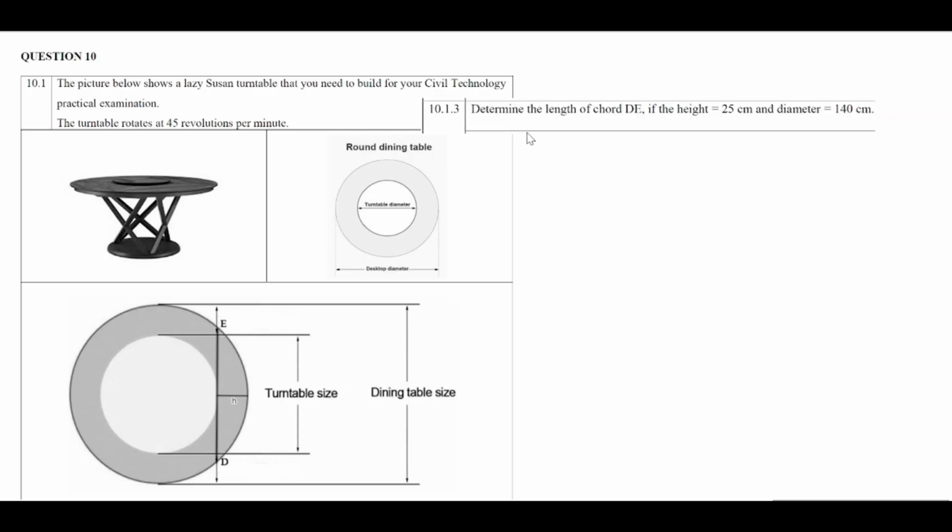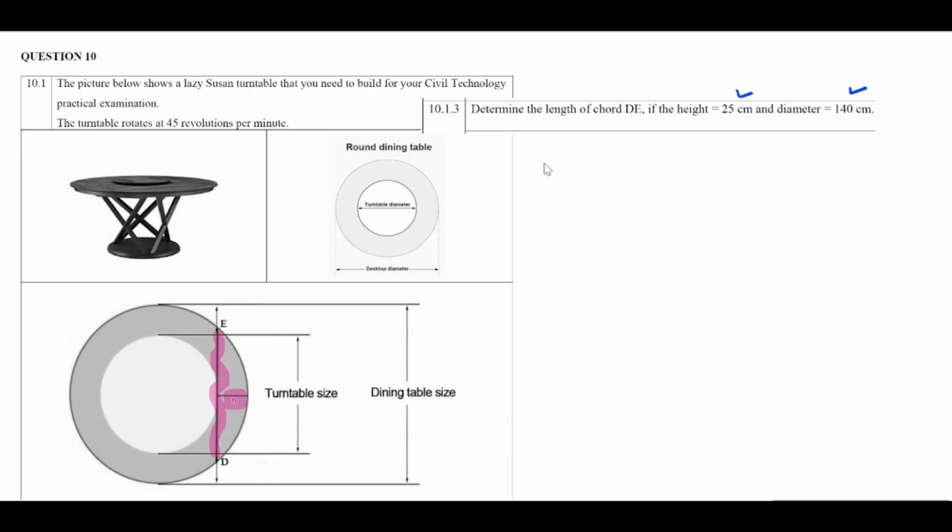The next question, 10.1.3, they say determine the length of the chord DE if the height is 25 centimeters and the diameter is 140 centimeters. Okay, let's identify the DE. DE is this one here. That is our DE, and all we are given is the height, and the diameter is also given.